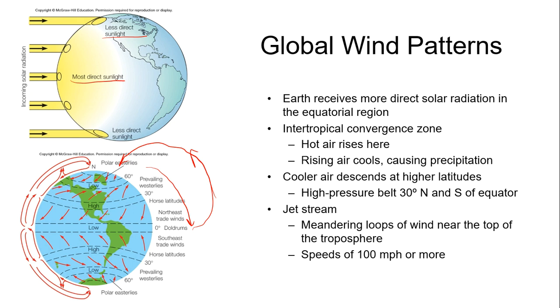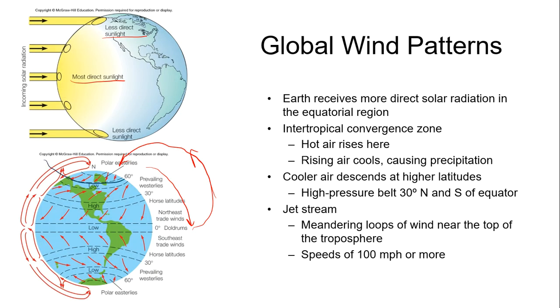The last point here regarding wind has to do with the jet stream. The jet stream are loops of wind, high currents of wind that loop around the Earth near the top of the troposphere. These currents of wind have speeds of 100 miles an hour or more. That is what a jet stream is. The most dominant jet stream that we deal with, let me do this in blue, is at around 60 degrees latitude and just goes around the globe.